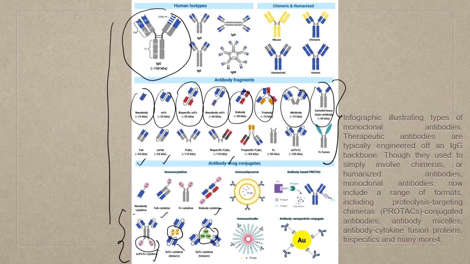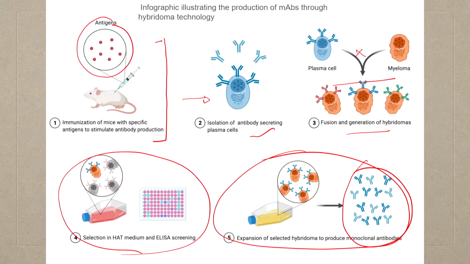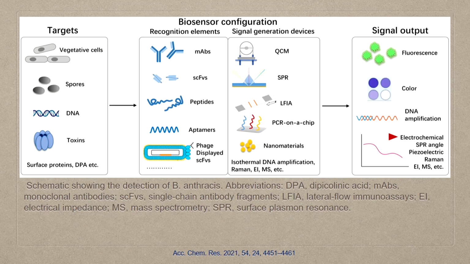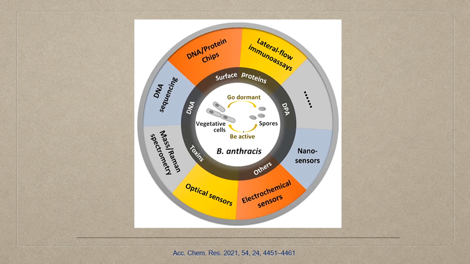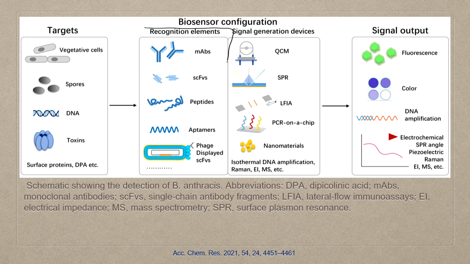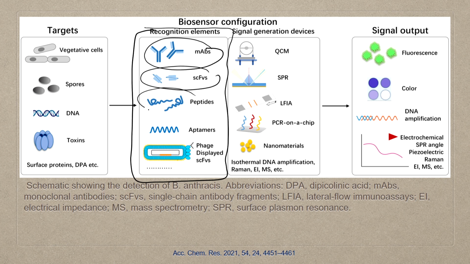If we look at the recognition elements, we started with toxins. As we are almost about to complete all the recognition elements we talked about, it is worth revisiting them here. These are our vegetative cells, spores, and so on. And these are those elements: toxins, DNA, surface proteins, DPA, others. Now, this is what we covered: monoclonal antibodies, scFvs. I did not talk much about the peptides, because we'll talk about them a little bit. These are simple, 2 to 20 amino acid chains, small peptides. Then aptamers, which are nucleic acids, and then the phage display using scFvs.